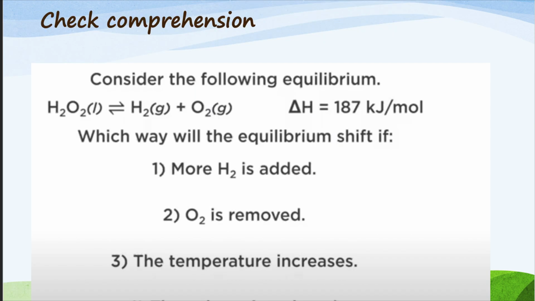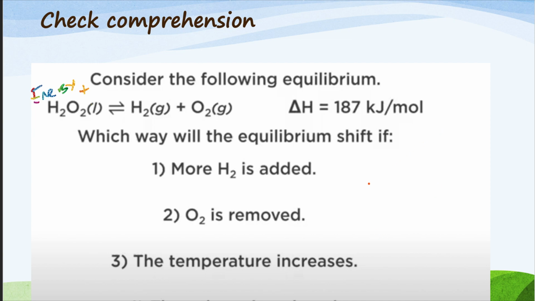Okay, so let's take a look at a checkpoint. First of all, let's look at the heat energy. This is positive, meaning it's endothermic, so it's going to be on this side. I'm going to write energy. You guys recall that, right? If it's endothermic, it would be on the reactant side. If it's exothermic, it would be on the product side, right?